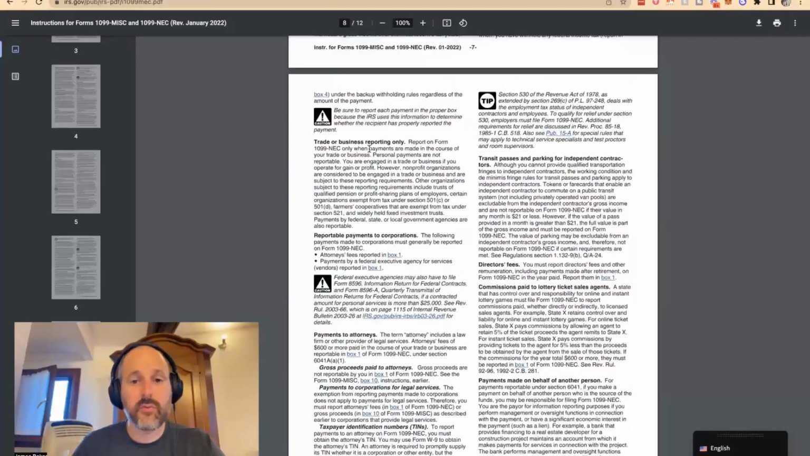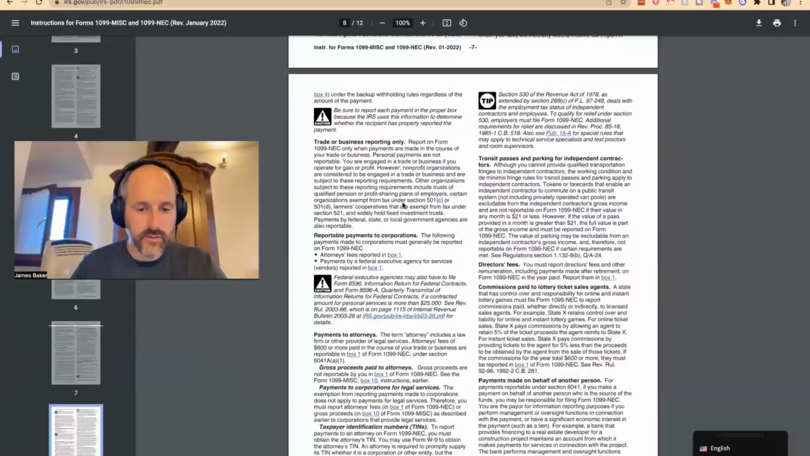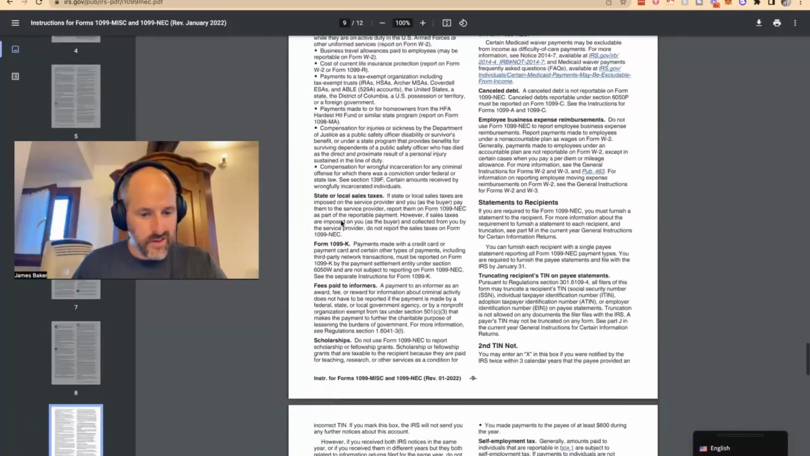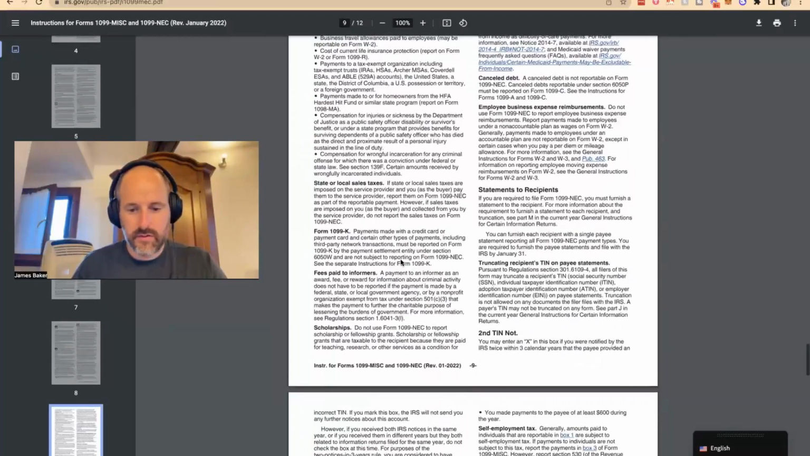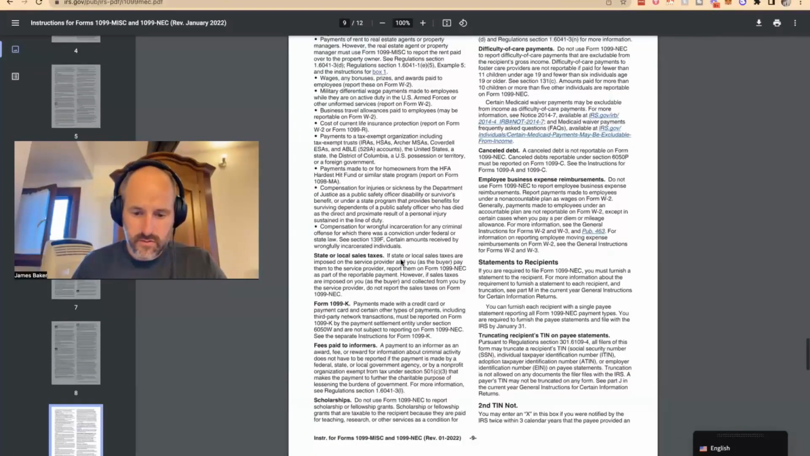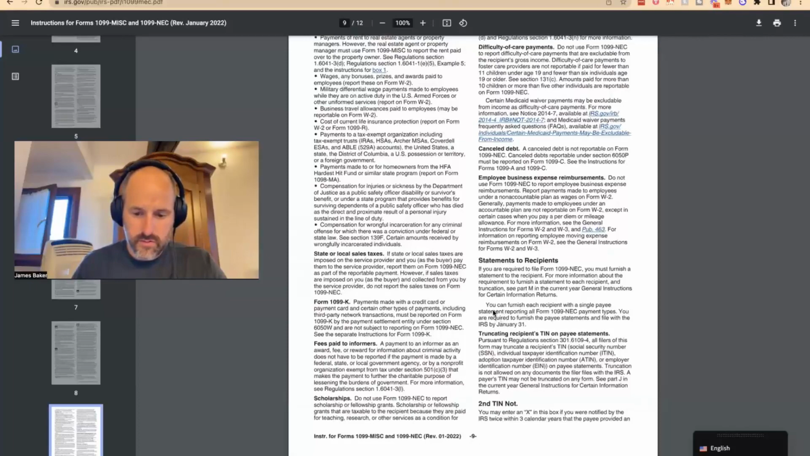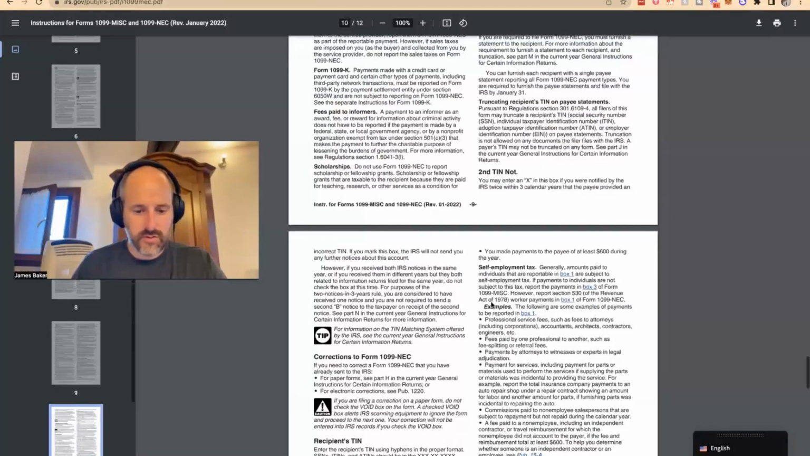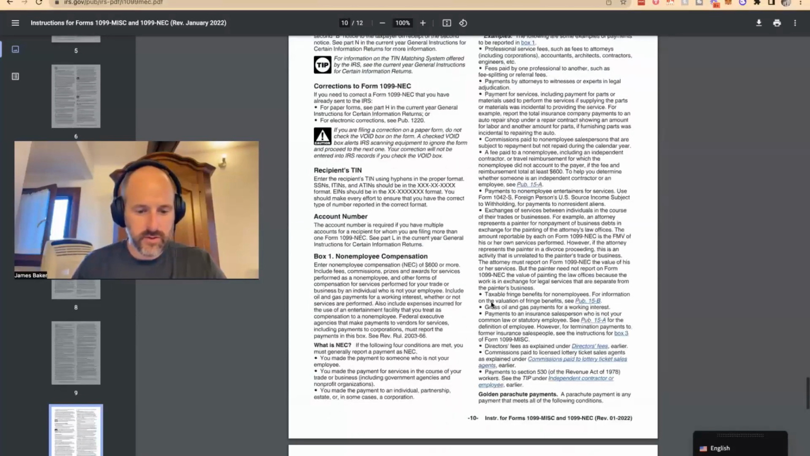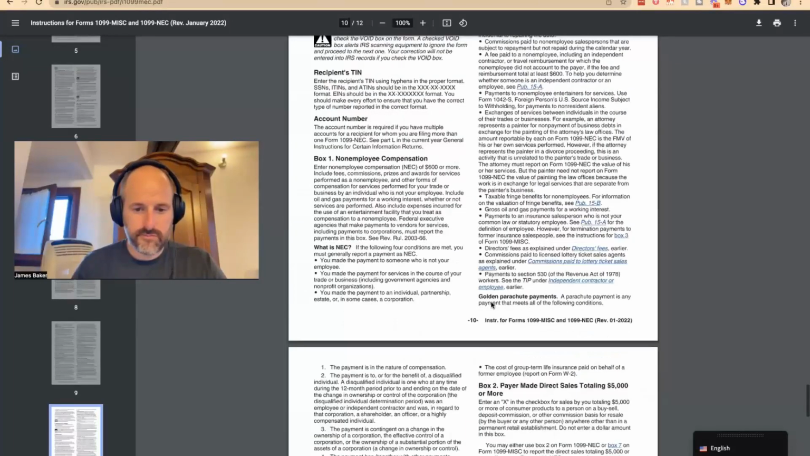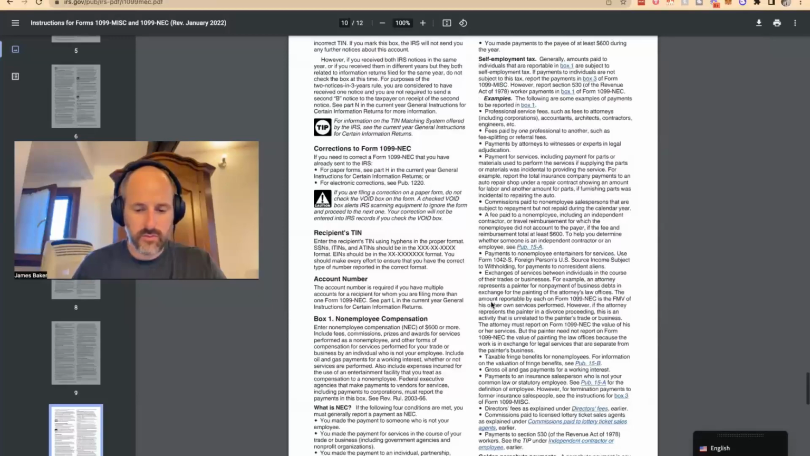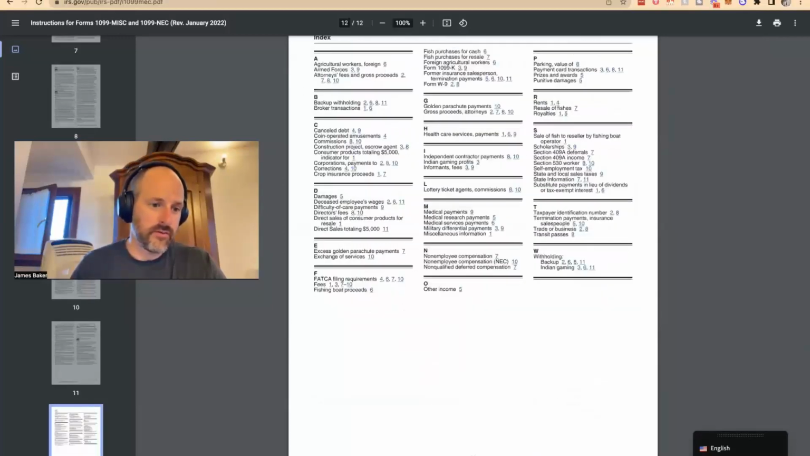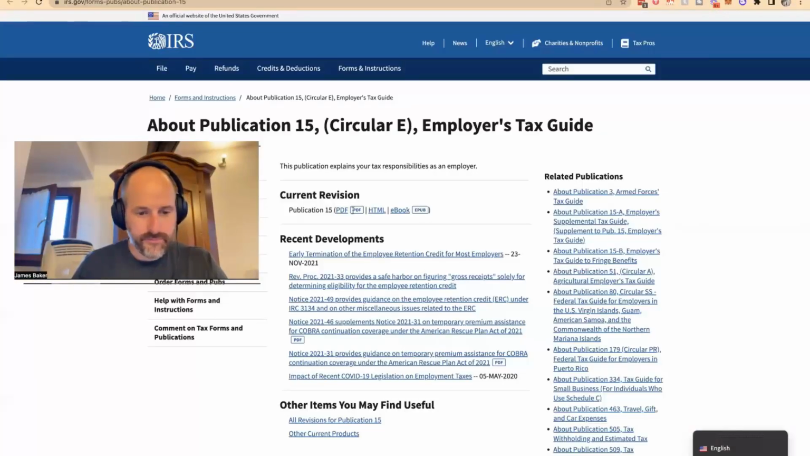Okay, and this is trade or business reporting only. So you only have to report the 1099 NEC when payments are made over the course of your trade or business. Yeah, it doesn't mention it here. It's just not even covered in the instructions. Self-employment tax, recipients pay non-employee compensation. Those are a bunch of examples. Blah blah blah. Okay, so that's interesting. Whatever. See if we get something good in here.